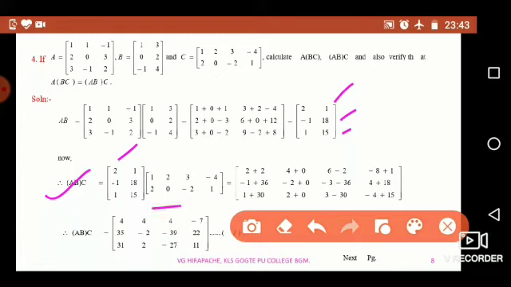And C is another matrix, which is called a rectangular matrix of order 2 cross 4. If the first row gets multiplied by the first column, we get 2 plus 2. The same row multiplied by the second column gives 4 plus 0. The same row multiplied by the third column gives 6 minus 2. And the same row multiplied by the fourth column gives the element minus 8 plus 1.